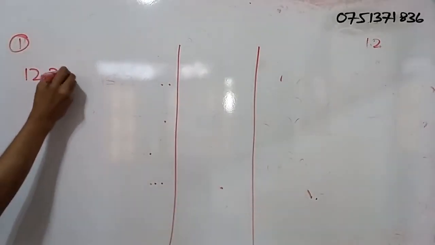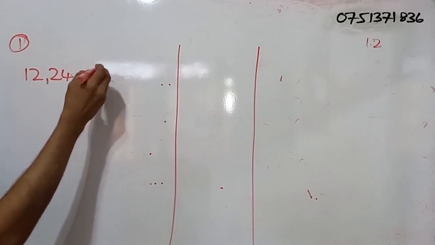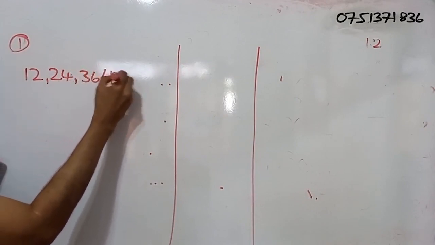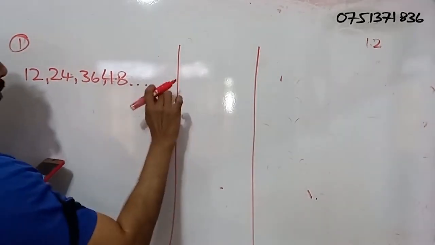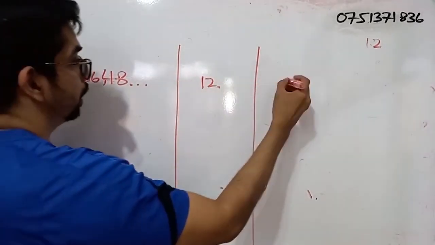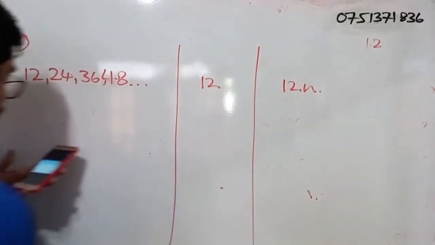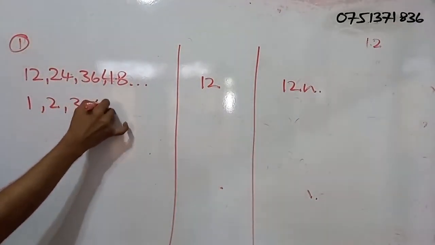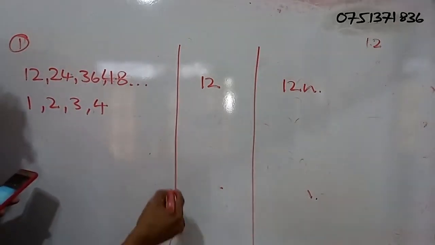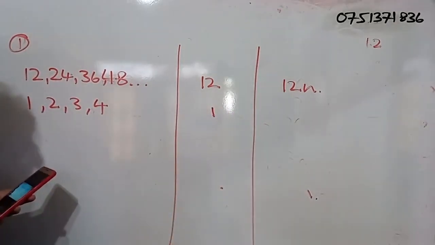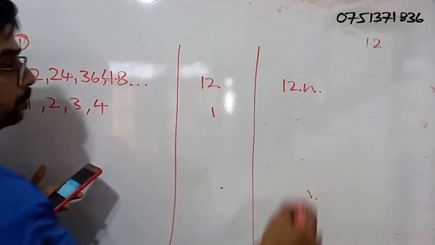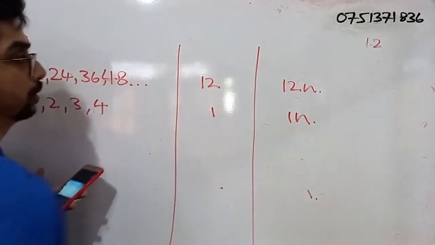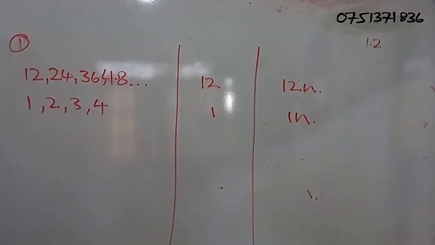12, 24, 36, 48. So what is the first term? 12. What is the general term? 12n. Right. 1, 2, 3, 4. What is the first term? 1. What is the general term? 1n. Right. So that is the end of question number 1.